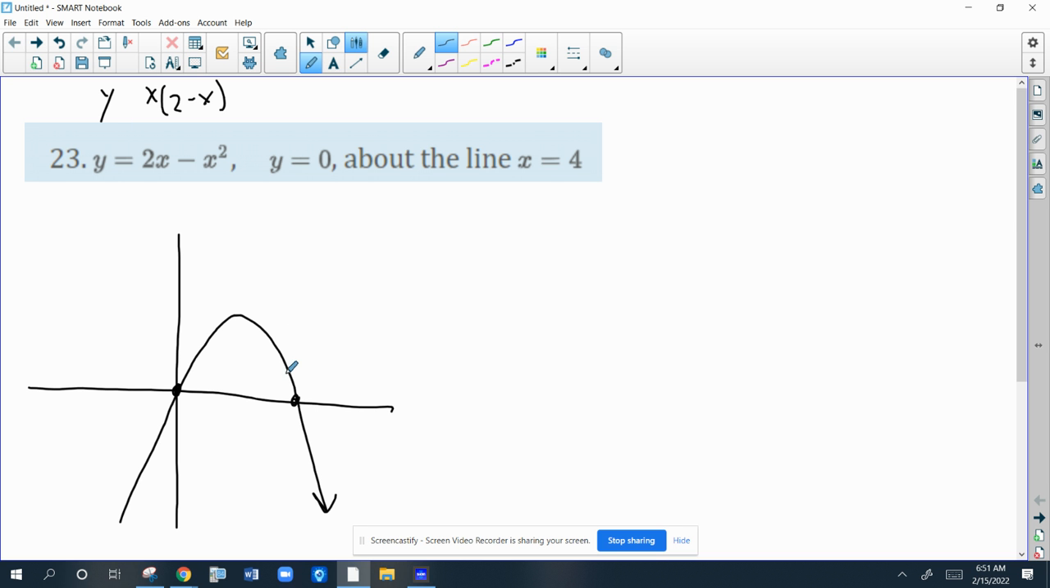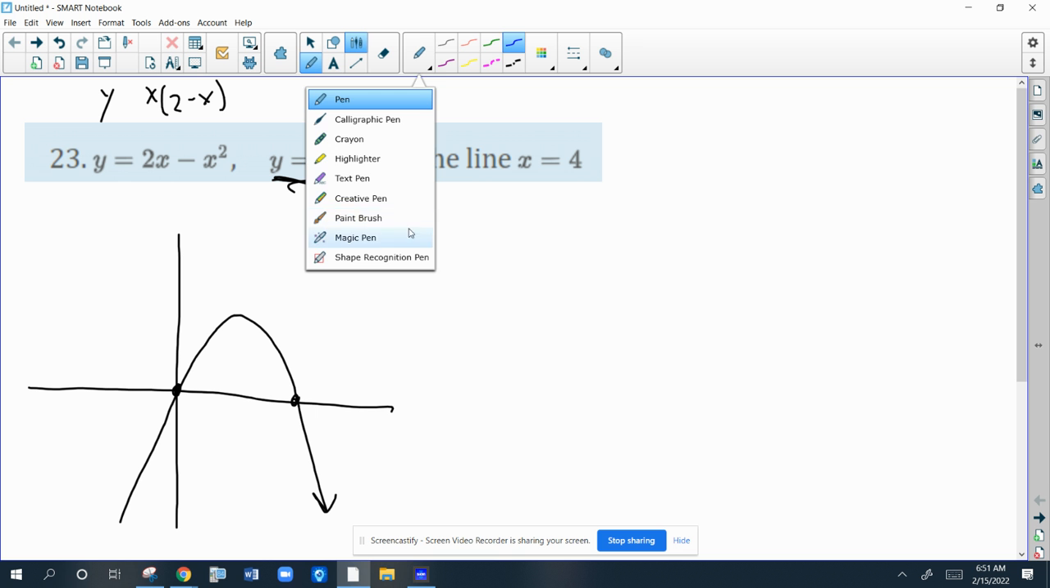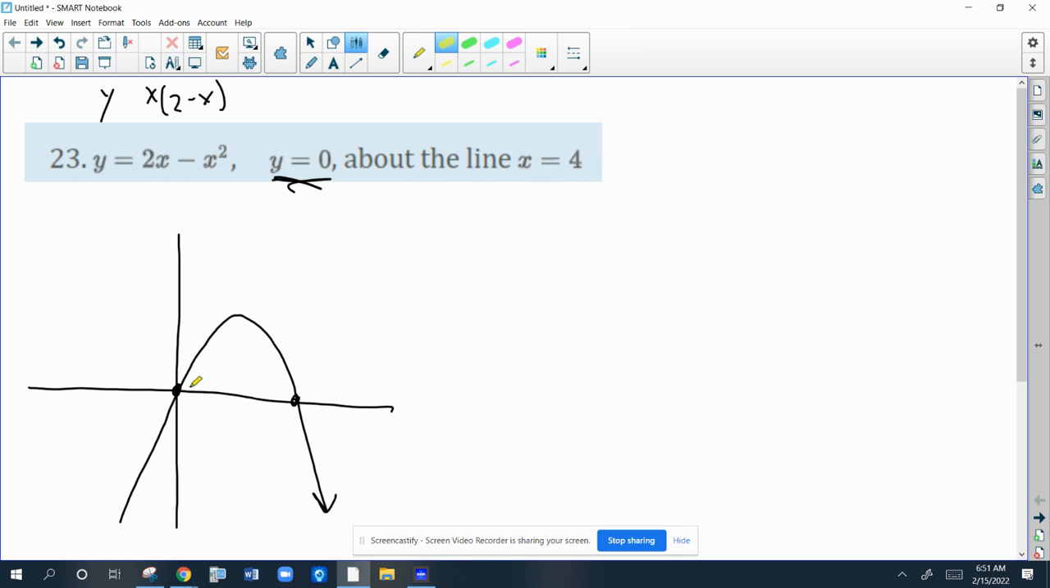So that graph is bounding the region from the top, and then we have y equals 0. That's the x-axis on the bottom. So our area looks like this. Now we're revolving that about the line x equals 4. So let's draw that. Oops, that's wrong. Sorry. X equals 4. Let's draw that.